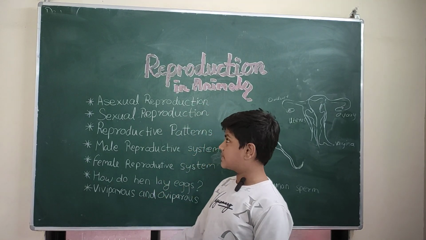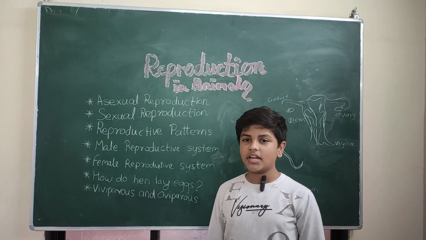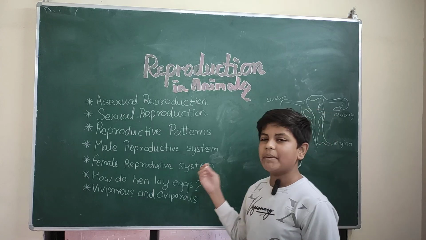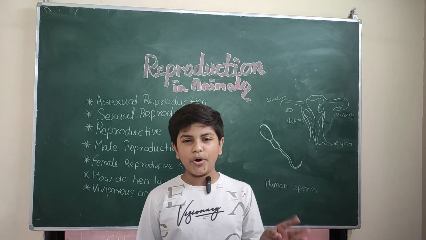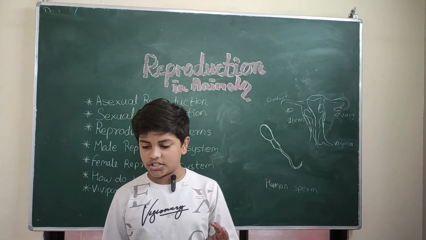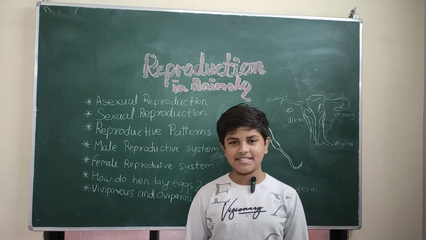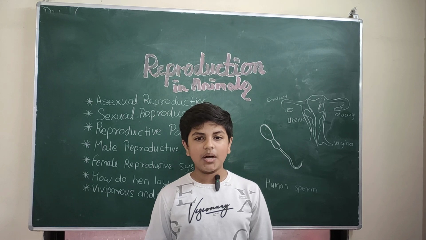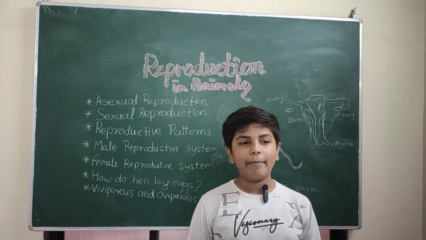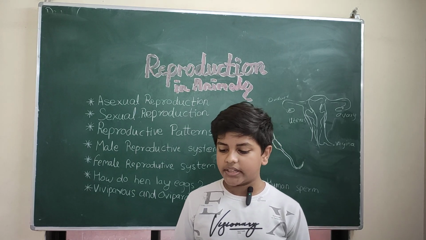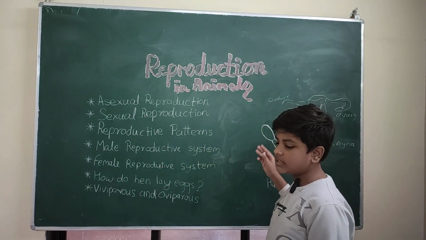I am going to explain to you reproduction in animals. First of all, we will see reproduction comes under biology. And under biology, there are two parts: botany and zoology. Botany means the study of plants, and zoology means the study of animals. Under that comes microbiology. Microbiology means the study of microbes. All these things we will study in reproduction in animals.